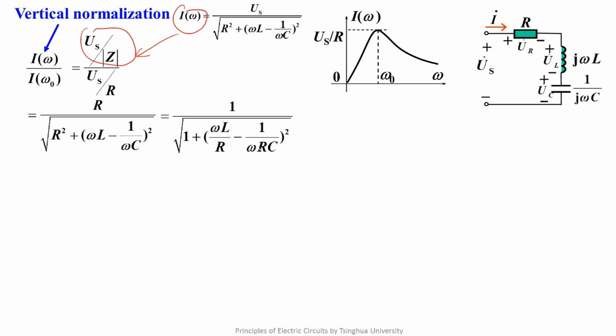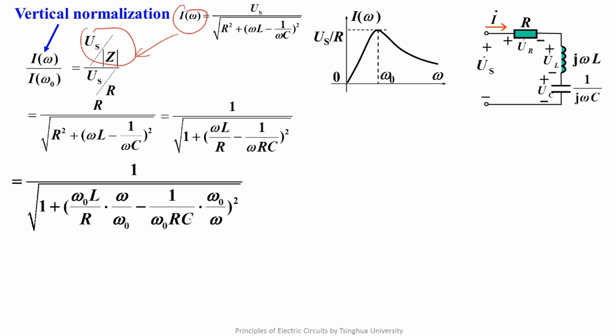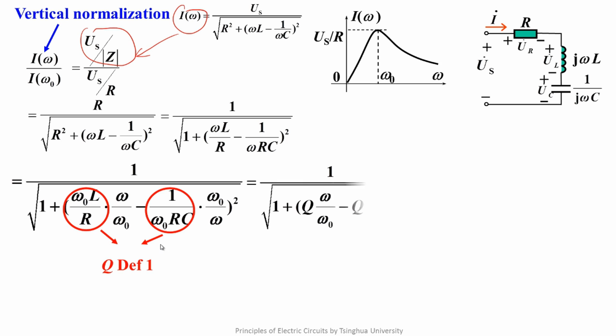So it can be multiplied and divided by omega 0 respectively. After this, according to the first definition of the quality factor, we know these two parts are both Q. The magnitude frequency characteristic of the current can be written in this form.